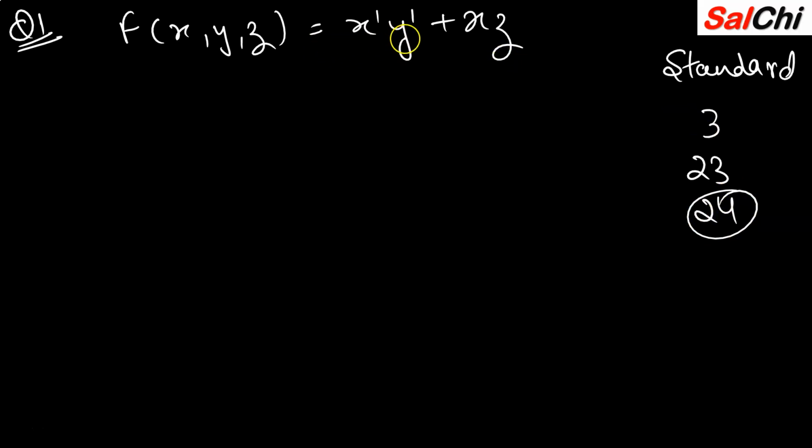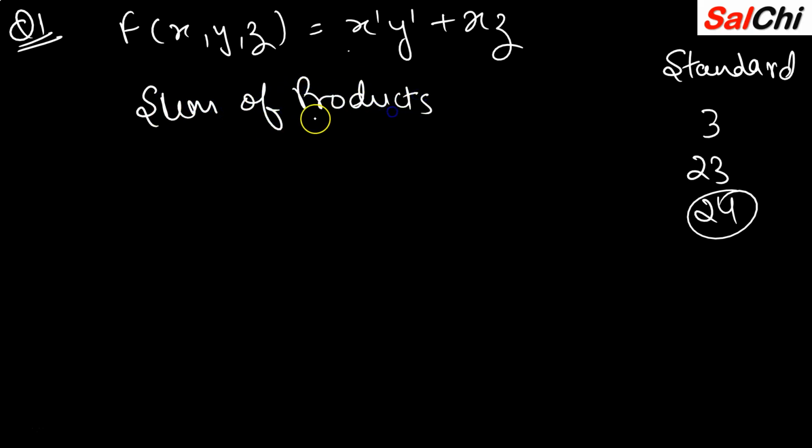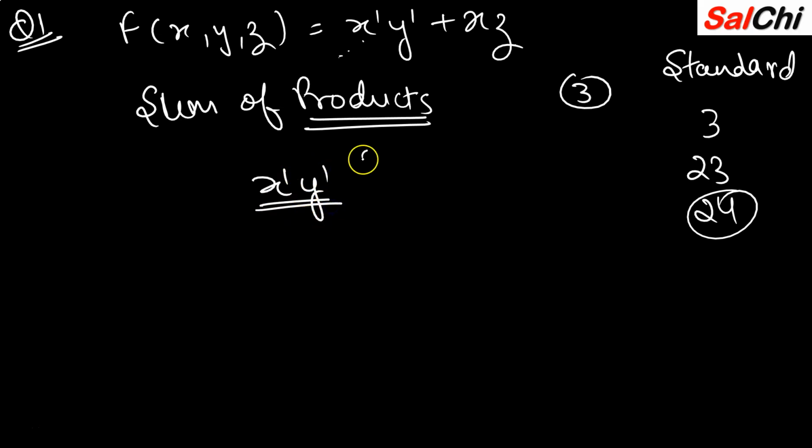Why? Because in every SOP, that is, a sum of products, you have to make sure that all the variables are present. Here we have how many variables? X, Y, Z. 3 variables. So in every product, all those 3 variables should be present. But here in x complement y complement, we have only 2 variables. The third variable is missing. That is, Z is not present.